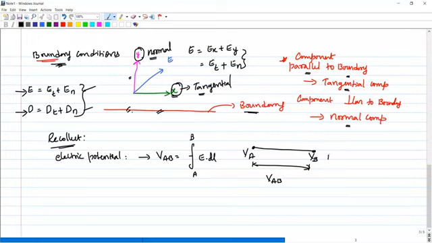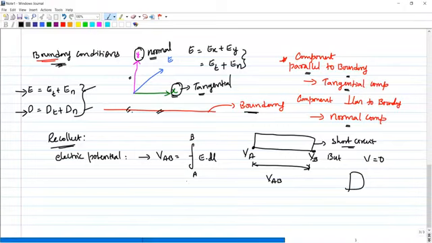But if you close this line, that means you are doing a short circuit. If you have a wire and you close it, then you call it a short circuit. What is the voltage for a short-circuited line? That value will be 0. Therefore, in order to get the boundary condition, here we will take one closed loop.